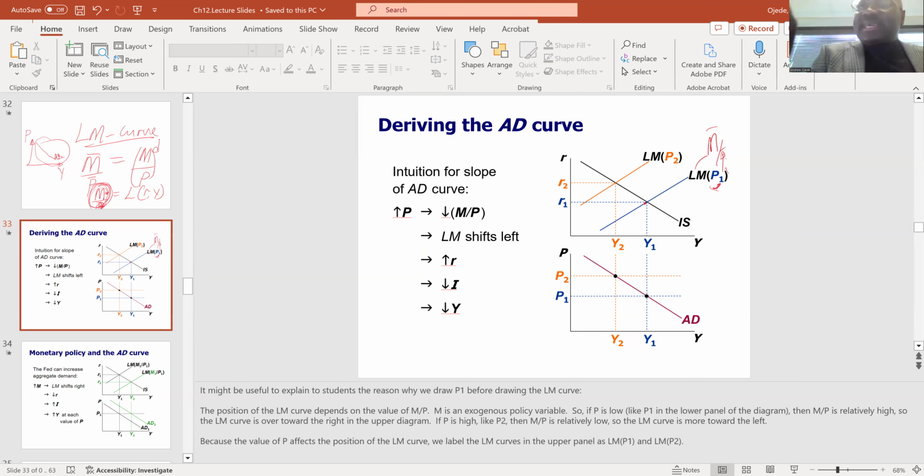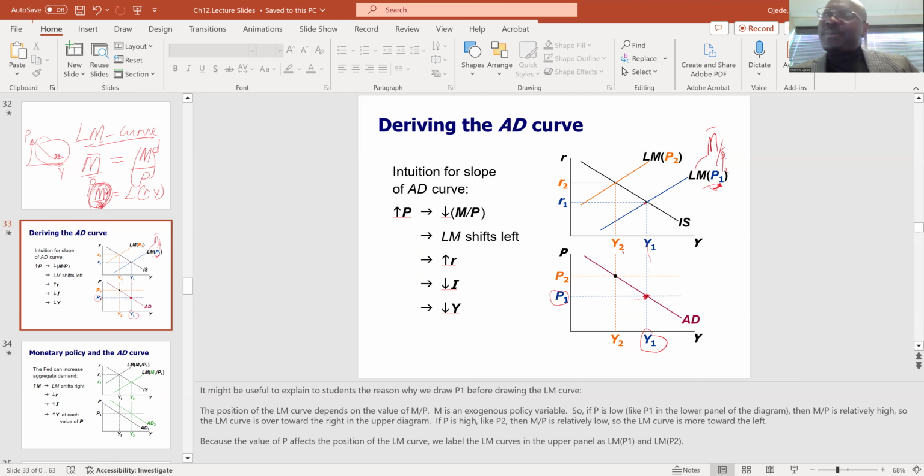If this is P1 in the real money supply equation that allows you to derive the LM curve, there's going to be a combination of P1 and this Y. So in this lower panel here, we're going to say there's a combination of Y and P. We can locate Y1 here and P1. So we get this first point on the aggregate demand curve.